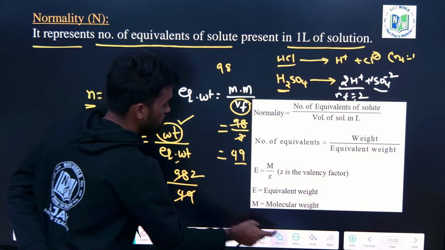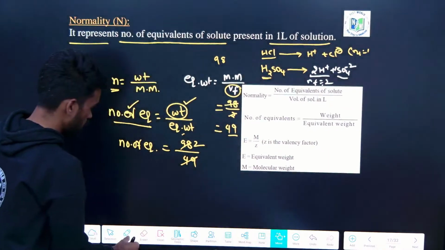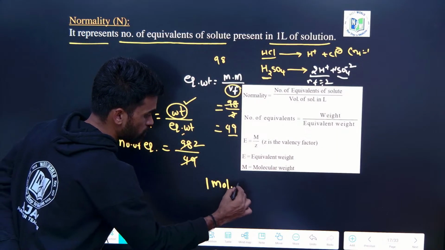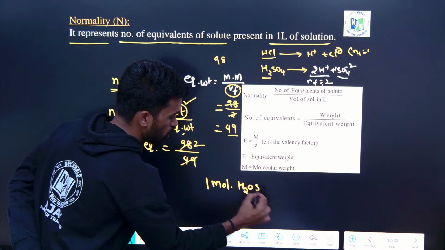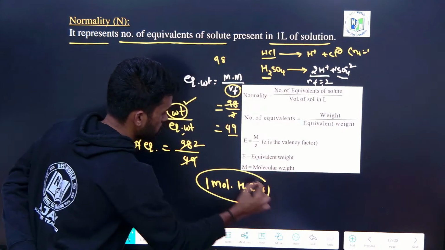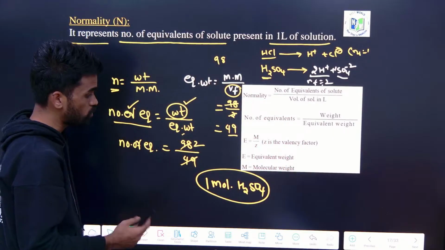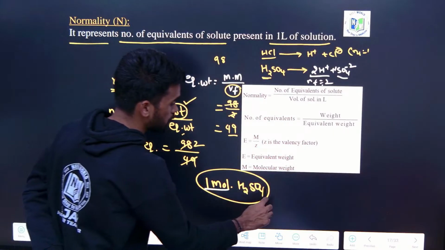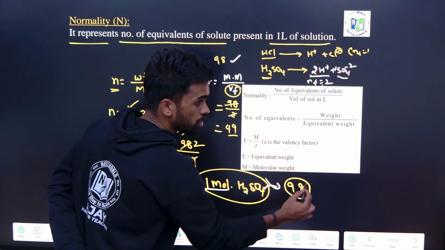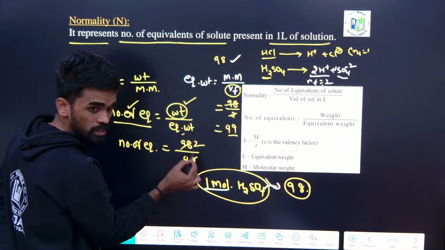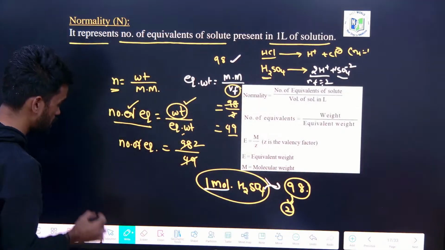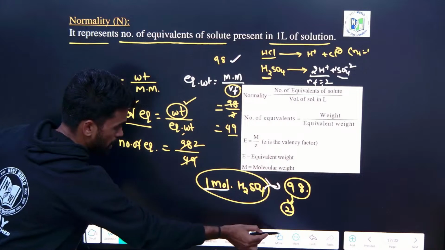2. So what you should understand is, for 1 mole of sulfuric acid, how many equivalents are present? 2 equivalents. How are we saying this? For 1 mole of sulfuric acid, what is its molar mass? 98. So in this, how much did you get here now? 2. So let us generalize this in a simple manner.